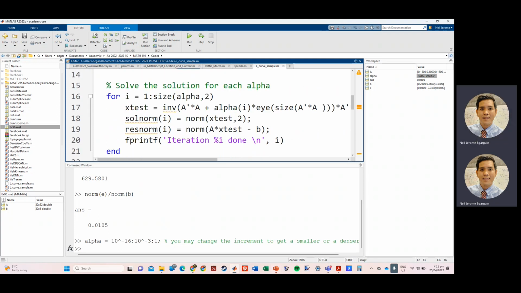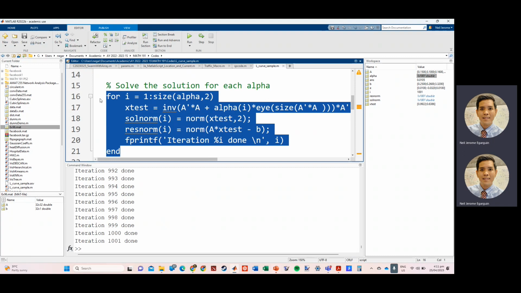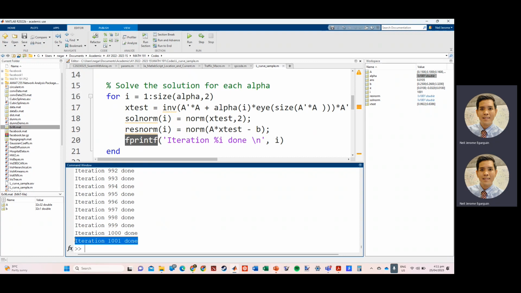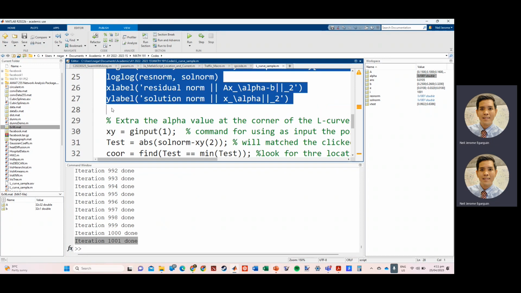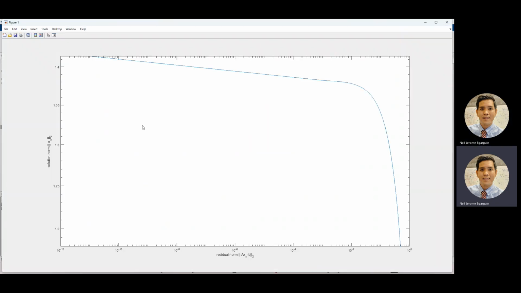Okay. Now just run line 16 to 21. I added line 20 to let me know that the iterations are being carried out, because you will have the iteration number displayed so that I know how far along I am in generating the alphas. Okay. So just run that part. And then lines 23 to 27 will give us the L curve, right? So I'll run that and I'll get this L curve.